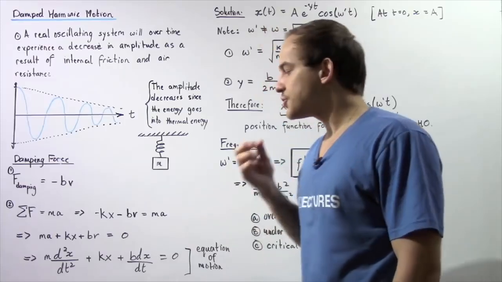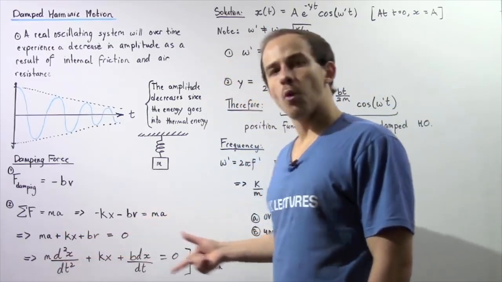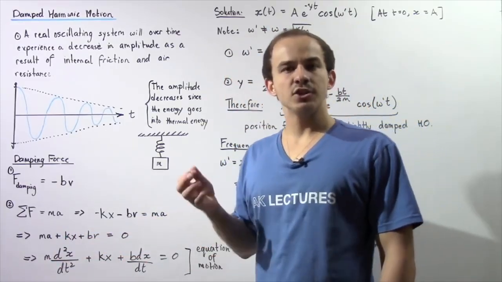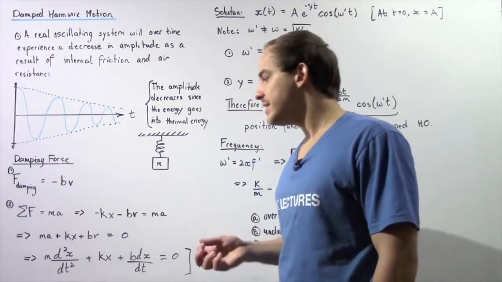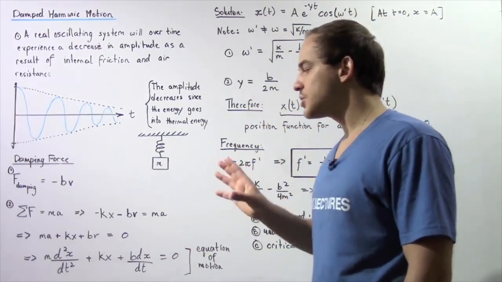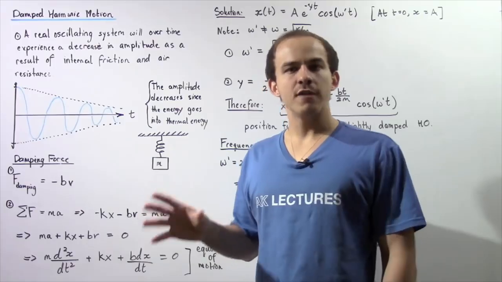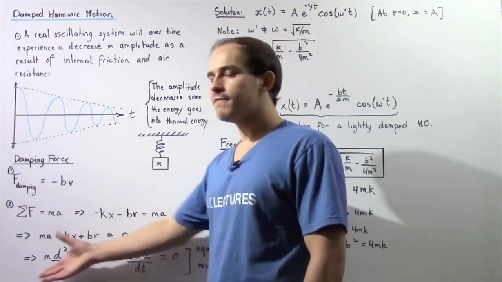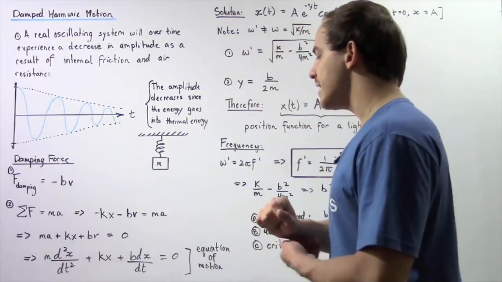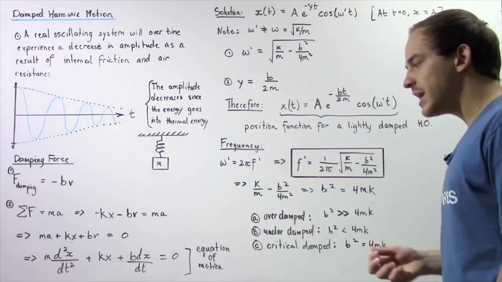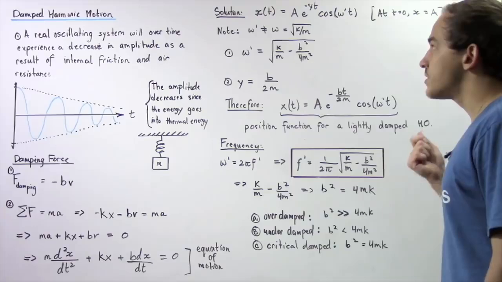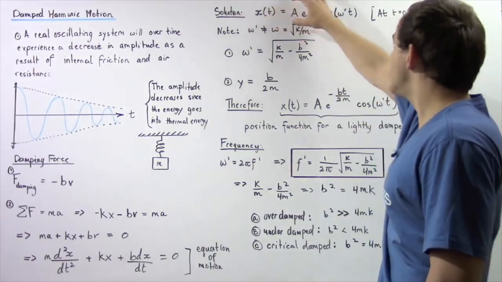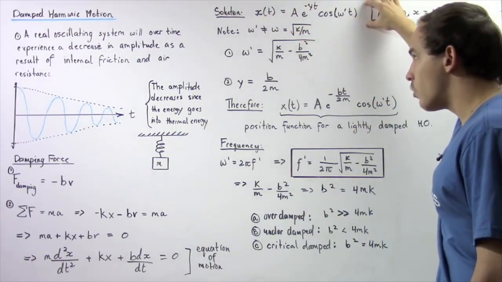Now, does a solution to this equation exist? If a solution exists, that means that solution is the position function of our object with respect to time. So we want to find what that solution is. So let's make an educated guess, and let's suppose that our solution is given by the following general formula.